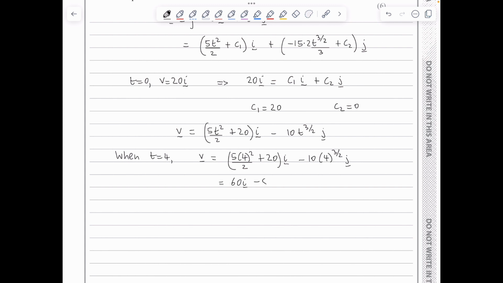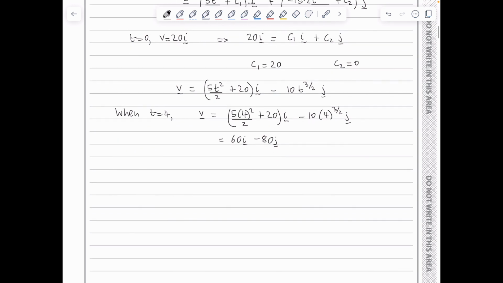This is the velocity vector. We are after the speed, and speed is the magnitude of the velocity. So speed can be found by doing the square root of 60 squared plus negative 80 squared, and this gives an answer of 100, and that's meters per second.